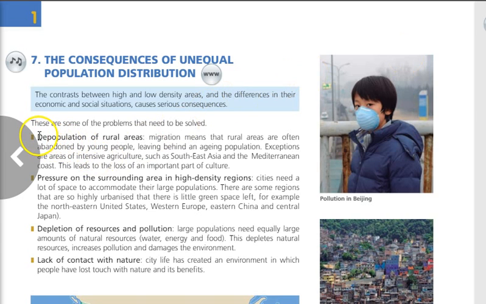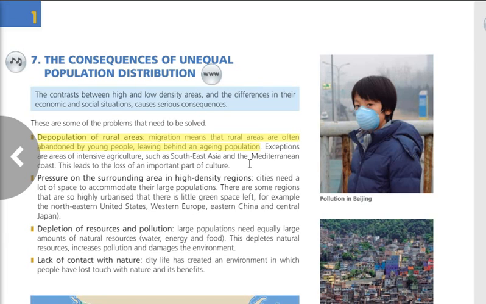The population of rural areas. Migration means that rural areas are often abandoned by young people, leaving behind an aging population. Exceptions are areas of intensive agriculture, such as Southeast Asia and the Mediterranean coast. This leads to the loss of an important part of culture.